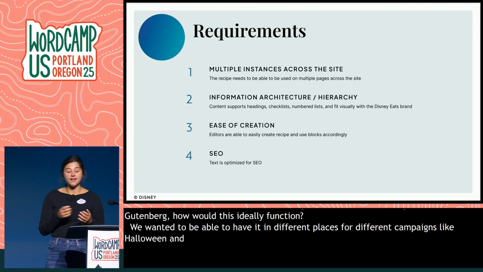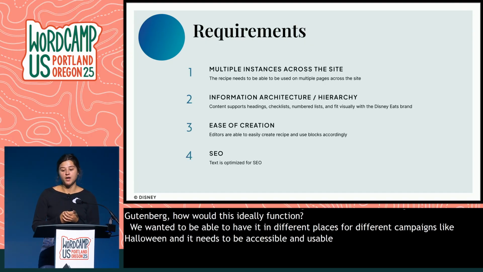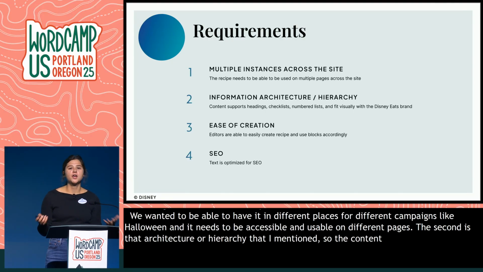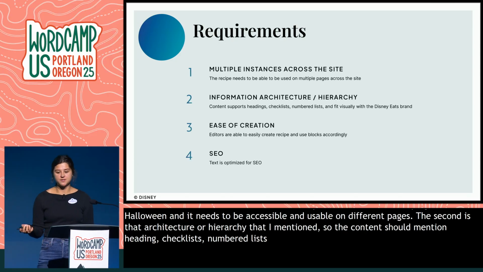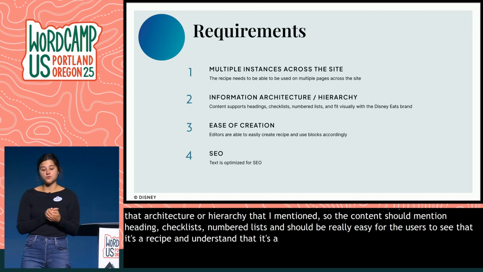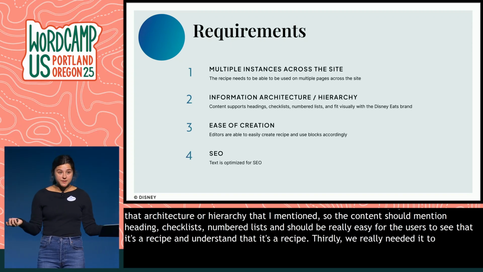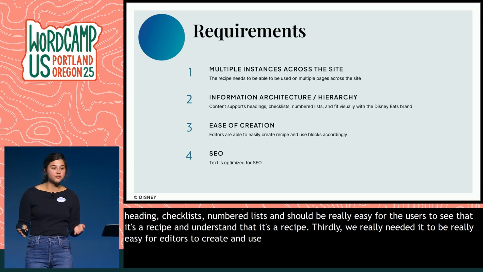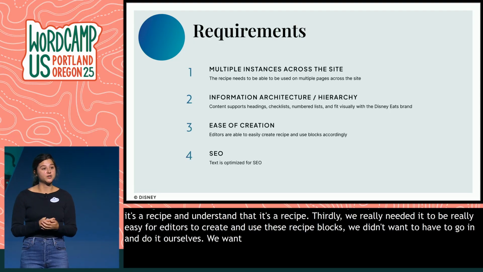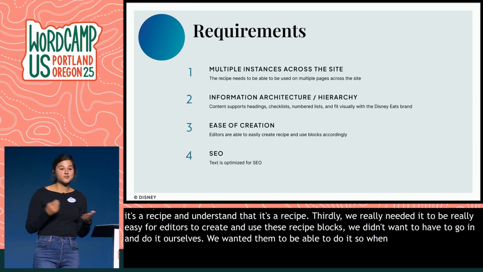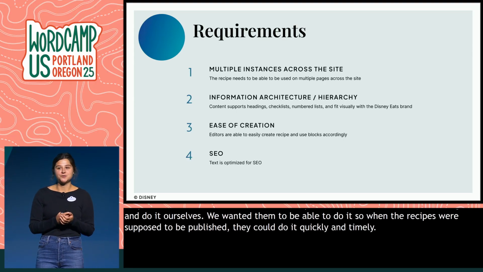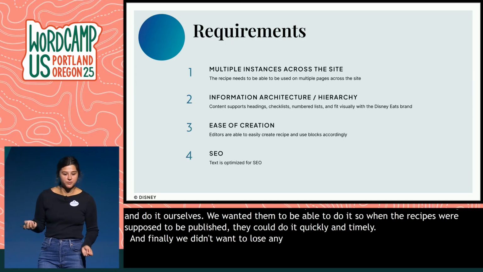The second one was that information architecture and hierarchy that I mentioned. So the content should support heading, checklists, numbered lists, and be really easy for users to see the recipe and understand that it's a recipe. Thirdly, we really needed it to be very easy for editors to create and use these recipe blocks. We didn't want to have to go in and do it ourselves. We wanted them to be able to do it so that when the recipes were supposed to be published, they could do it very timely and very quickly. And then finally, these are some of our most popular articles, so we didn't want to lose any of our SEO associated with having that text inside of the posts.